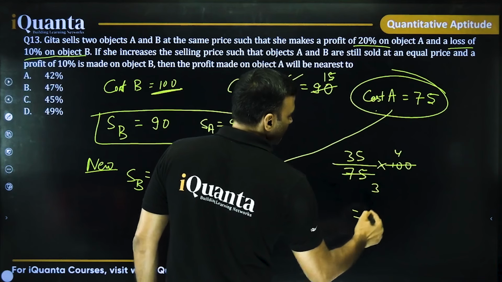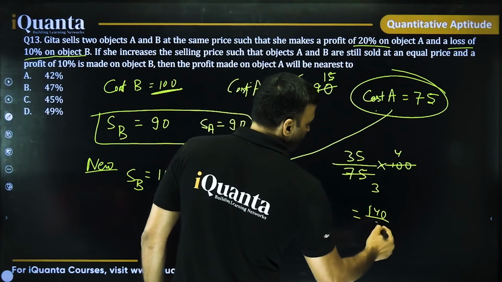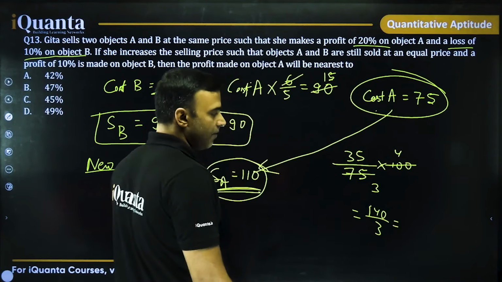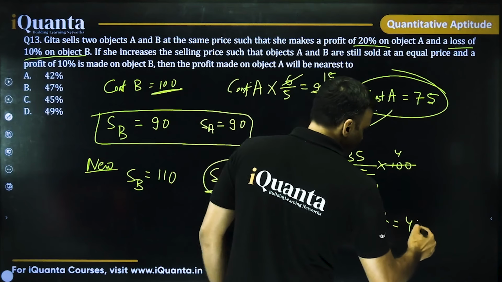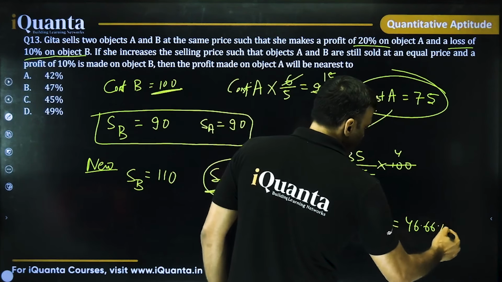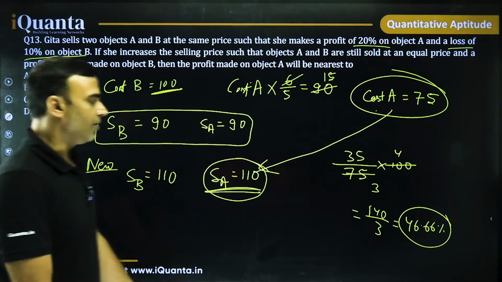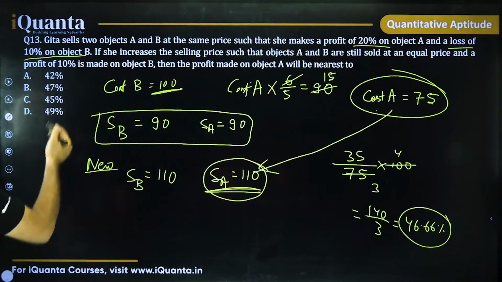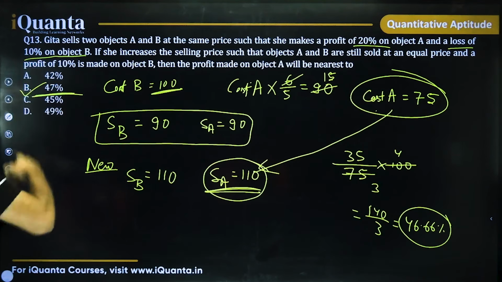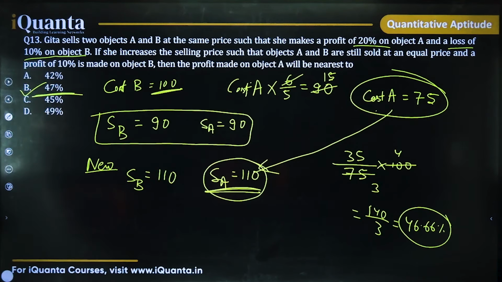So 35 into 4 is 140. 140 by 3, simplify carefully, it is 46.66%. 43s are 120. 46.66%, approximately 47%. Option B is the correct answer.